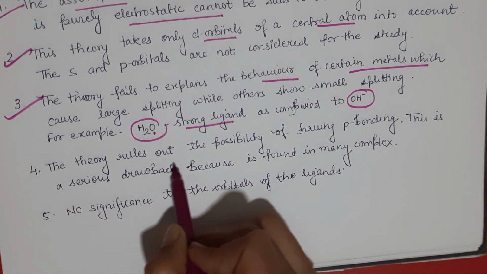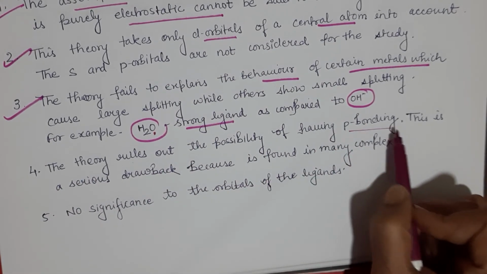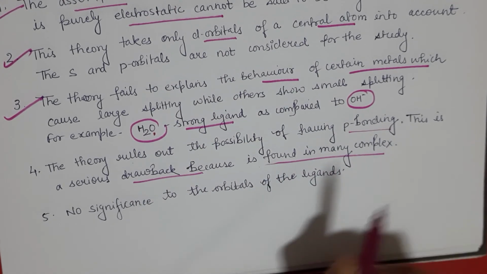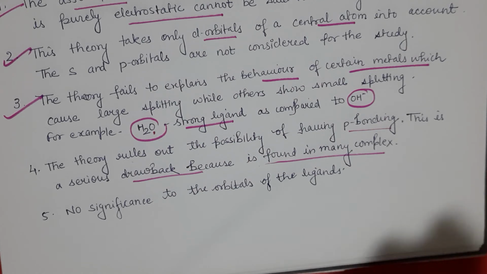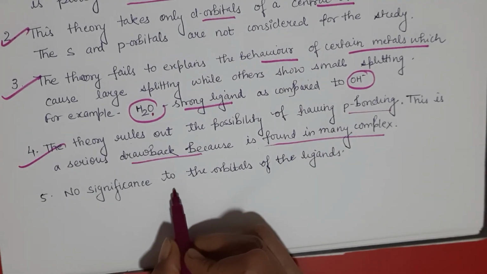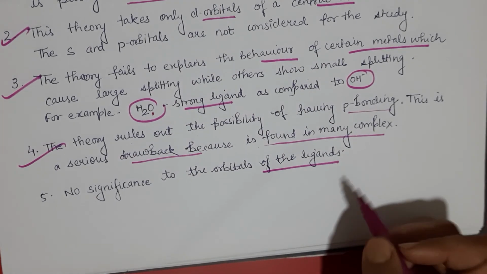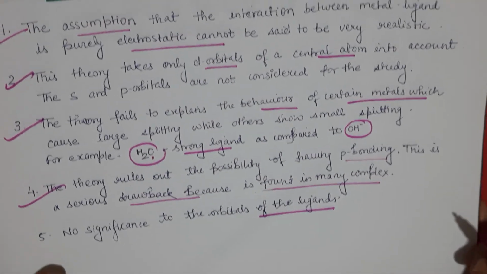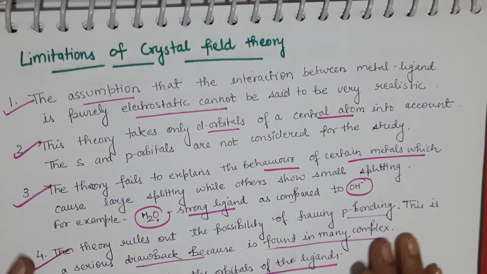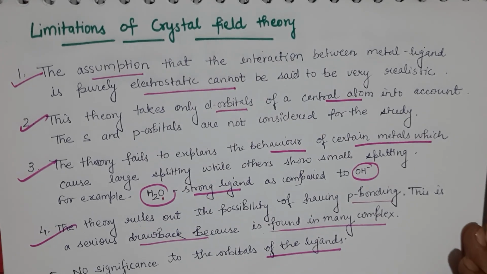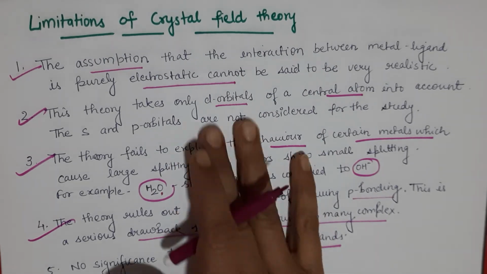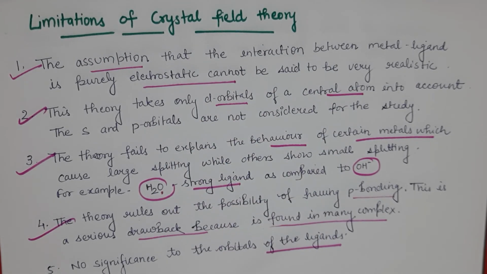The fourth is the theory rules out the possibility of having pi bonding, and this is a serious drawback because it is found in many complexes. It only discusses the d orbital pairing. Okay, and also the last one is no significance to the orbitals of the ligand. We are only dealing with the orbitals of the central metal atom and not the ligand's orbitals. So these all are the limitations of crystal field theory. Just take a screenshot of this and you have to remember this. It can be asked in your examination.